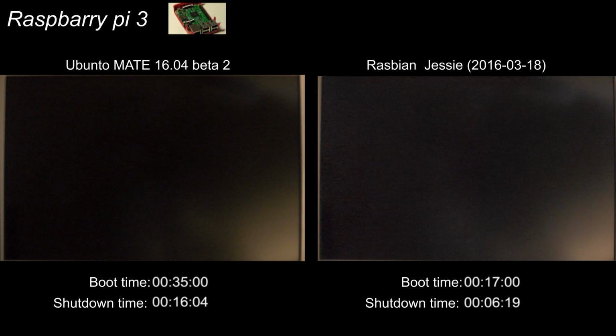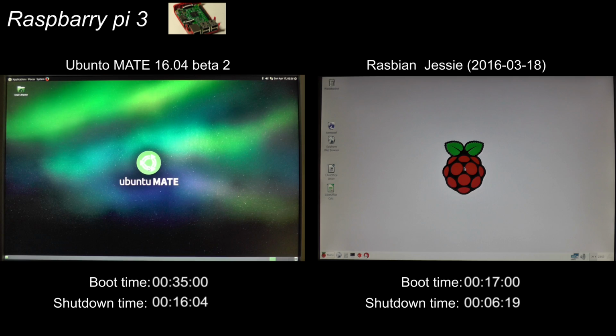As you can see, Raspbian is about twice as fast as Ubuntu MATE when we compare the time it takes to boot the two systems. The time difference is even greater when we compare shutting down. Shutting down Ubuntu MATE is about 2.5 times slower than shutting down Raspbian.